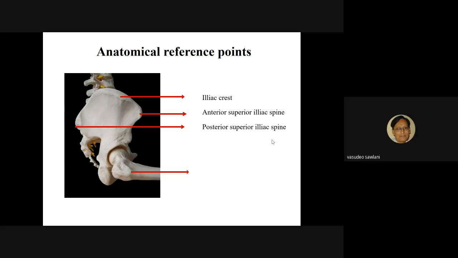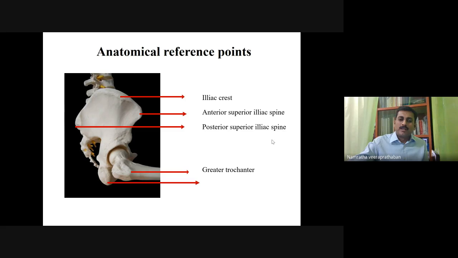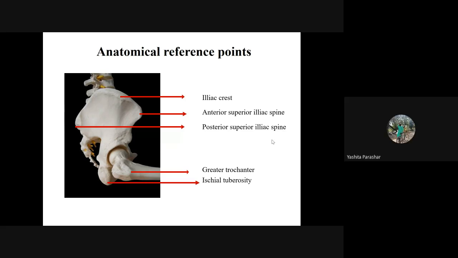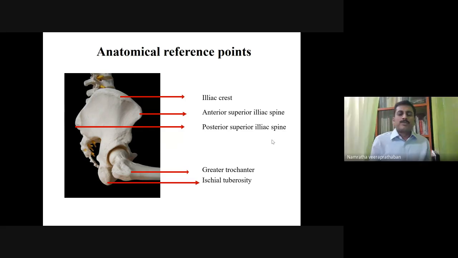Greater trochanter, thank you. And this is the ischial tuberosity. Thank you. We have 5 important anatomical reference points. If you know how to palpate these, almost all your postural analysis and assessment will be proper. So you're supposed to know how to palpate the iliac crest, the ASIS and PSIS, the GT, and the ischial tuberosities.